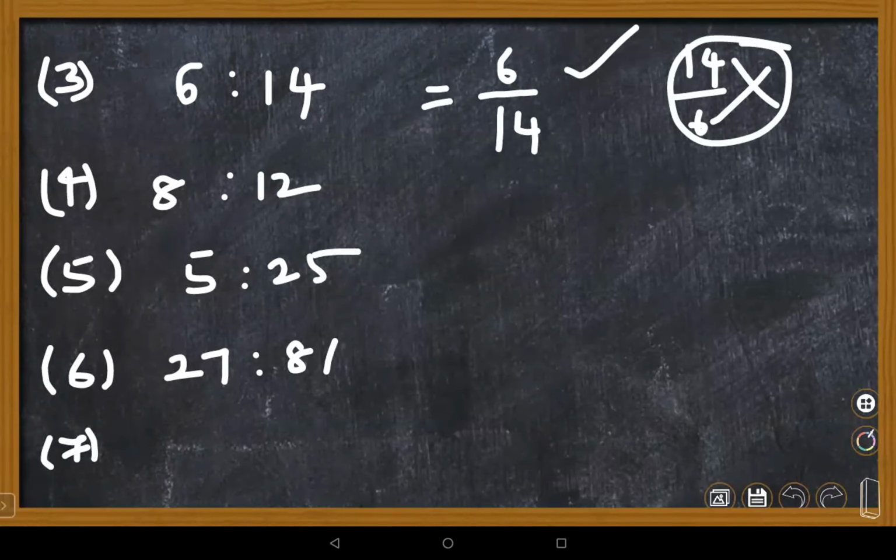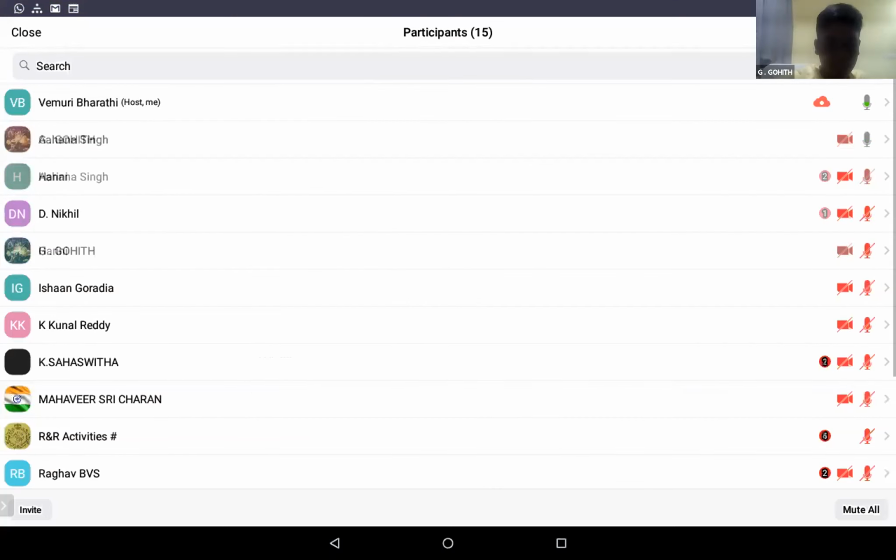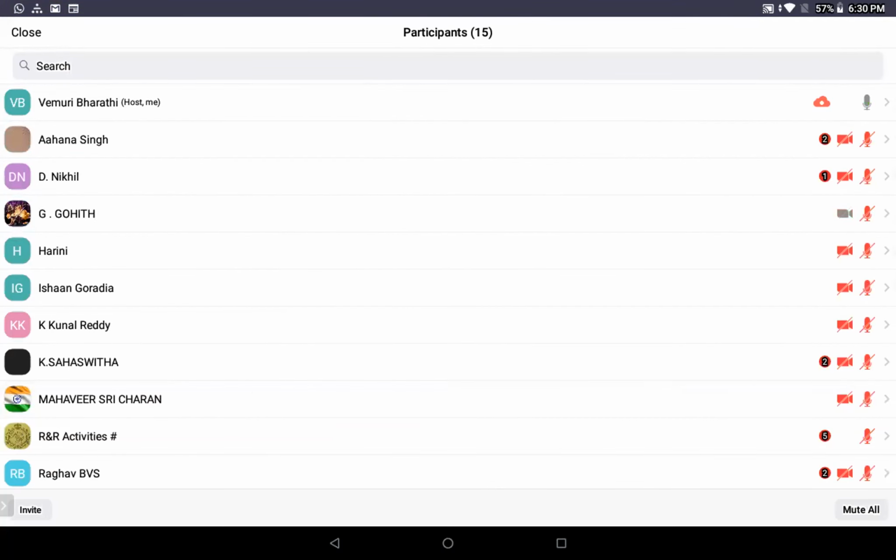Next, 36 is to 45. Come on, children, please put in the chat box. I'm continuously observing your chat. How many of you are actually sending? I'm checking. Very good. I can see Ahana sending, Nikhil sending. Very good, Nikhil, you are correct. Sahashwita, wonderful. All are correct. Ritvik, good job. Raghav, come on, children, please give the answers.